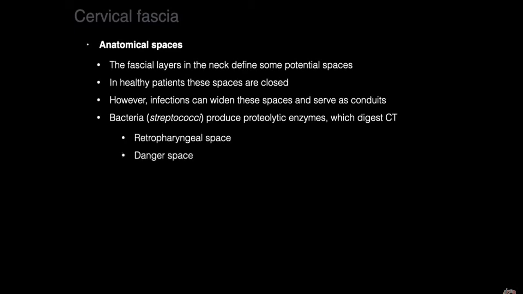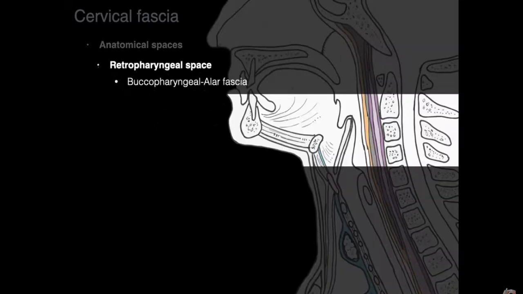So the retropharyngeal and the danger spaces are the two primary ones we're going to talk about. Let's start with the retropharyngeal space. This is a space between the buccal pharyngeal fascia and the alar fascia right there.